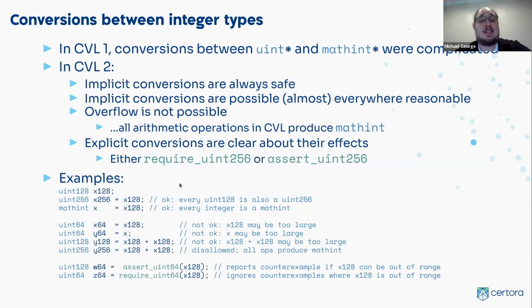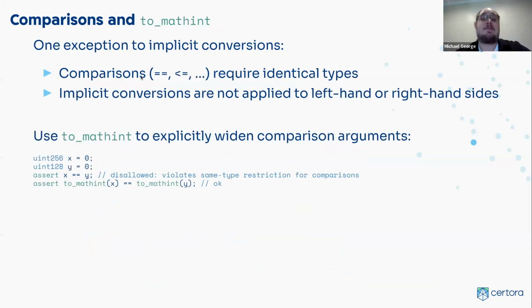There's one exception to this rule about being able to do implicit conversions all over the place. And that's in comparisons. So if you're comparing two integers for equality or inequality or whatever, these integer comparisons actually require you to have identical types, not just types that can be implicitly cast to each other, but actually identical types. And so we don't do implicit conversions directly on the left and right hand side of an equality, for example.